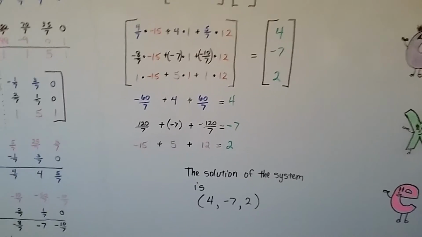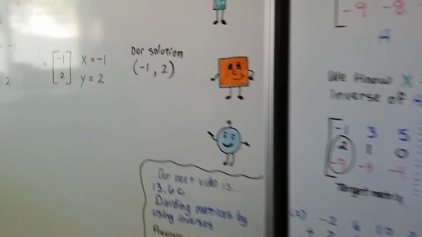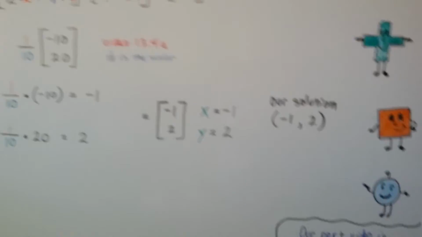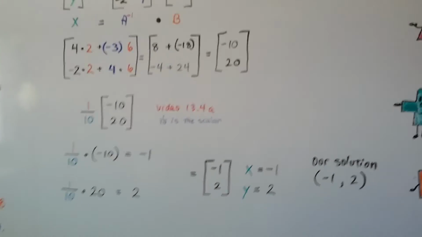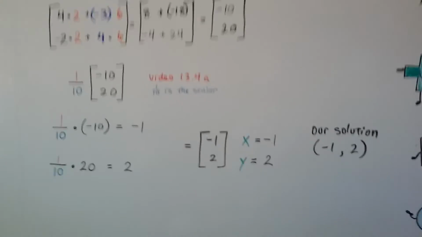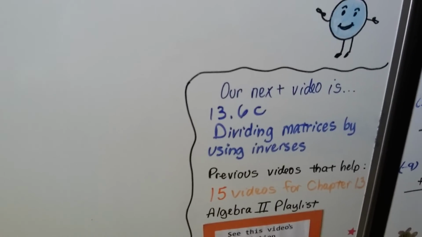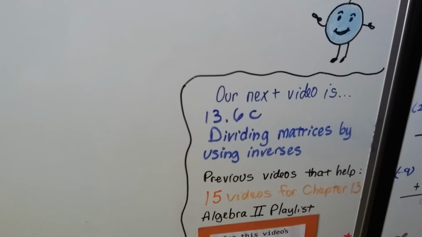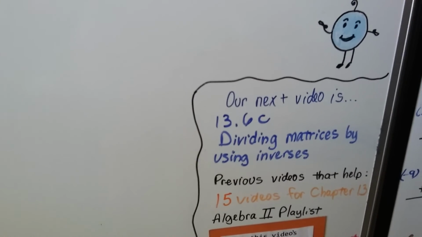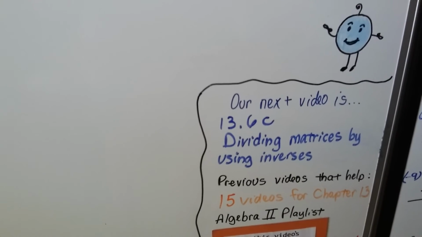So I hope you were able to follow along. I know that this can become very confusing. You have to make sure you absolutely are getting your negatives and positives correct and you're transferring your numbers over correctly. All right? Our next video, we're going to talk about dividing matrices by using inverses, because you really don't divide matrices, you just multiply it by its inverse.